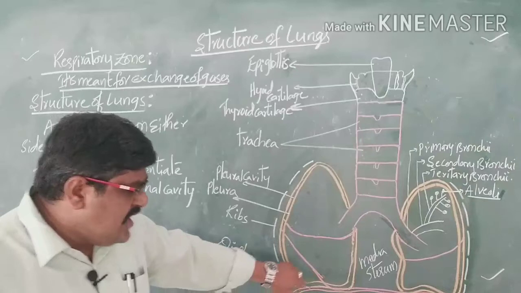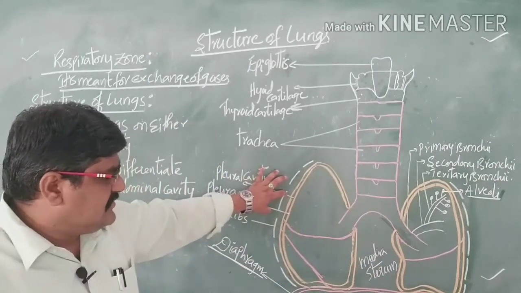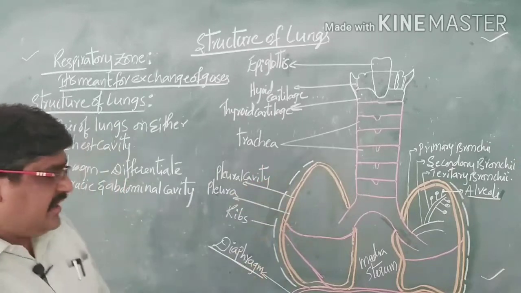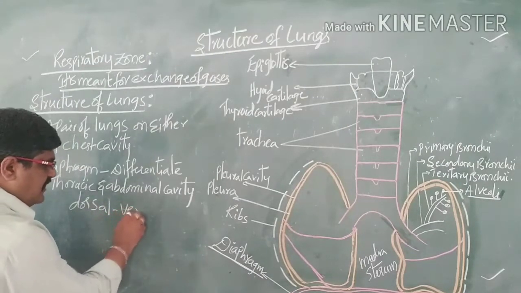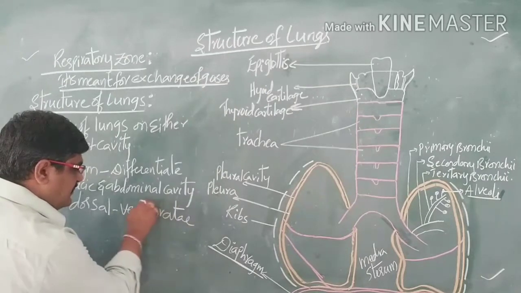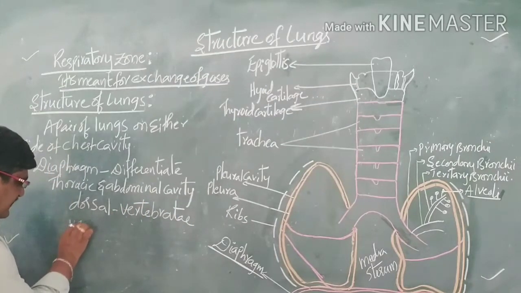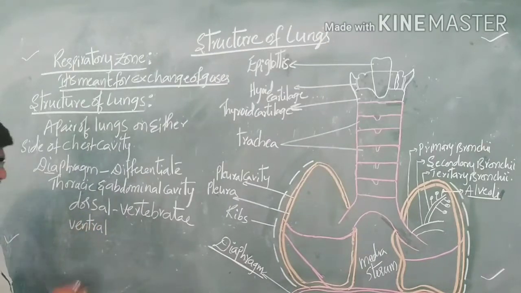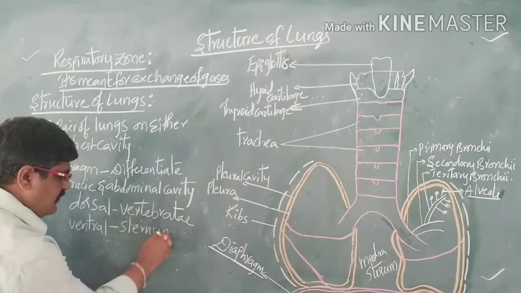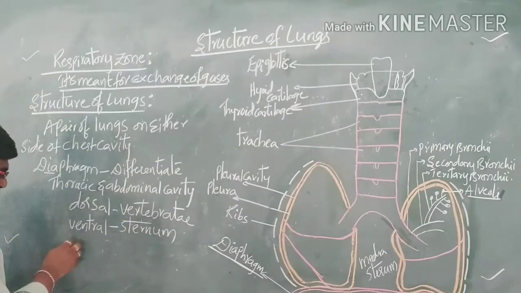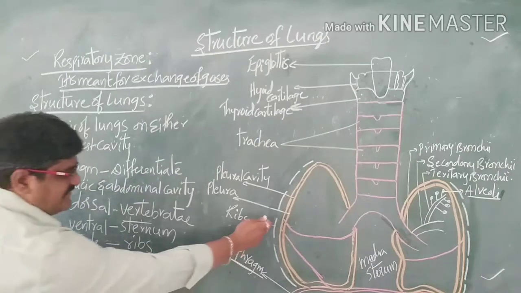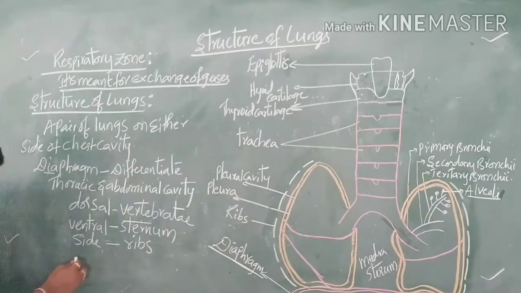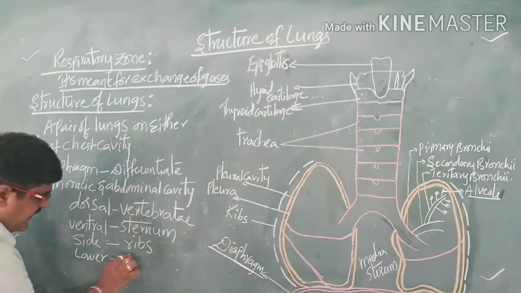And also, on the dorsal surface it consists of the vertebral column. On the ventral surface it is surrounded by the sternum, and the sides are surrounded by the ribs. And the lower surface is surrounded by the diaphragm.